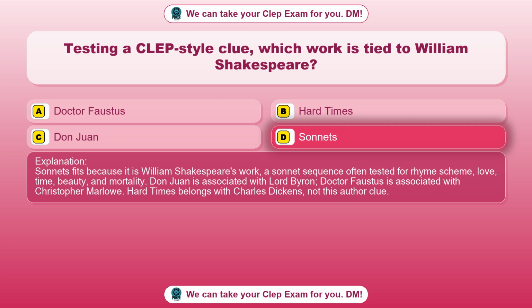Sonnets fits because it is William Shakespeare's work, a sonnet sequence often tested for rhyme scheme, love, time, beauty, and mortality. Don Juan is associated with Lord Byron, Dr. Faustus is associated with Christopher Marlowe. Hard Times belongs with Charles Dickens, not this author clue.